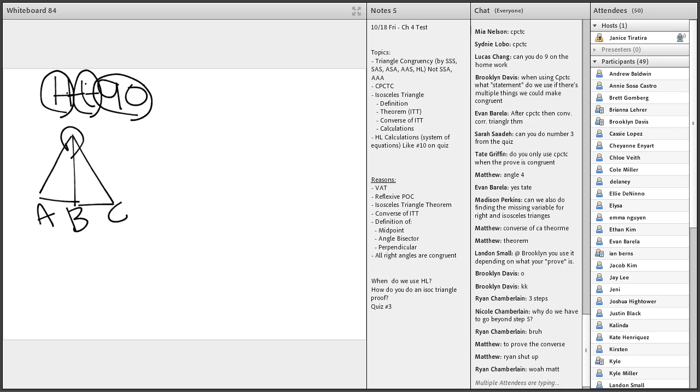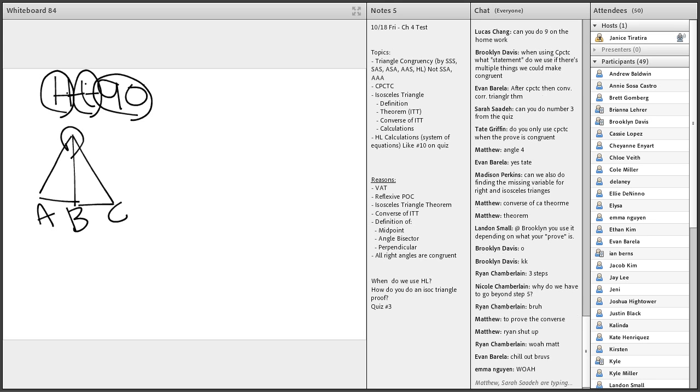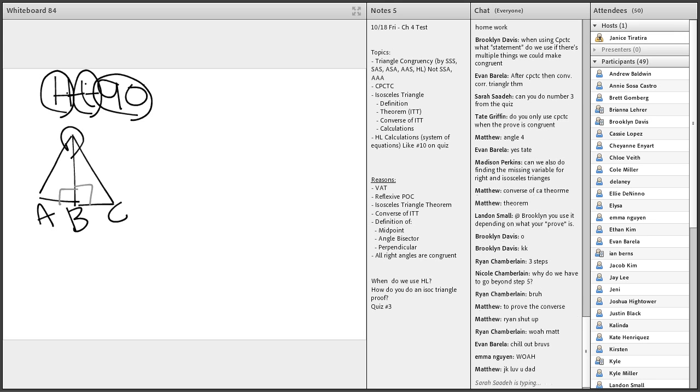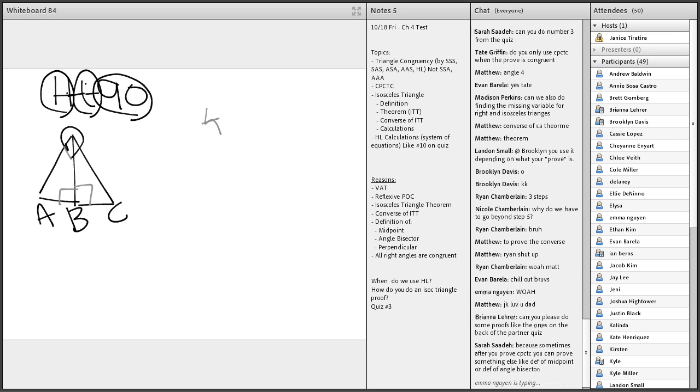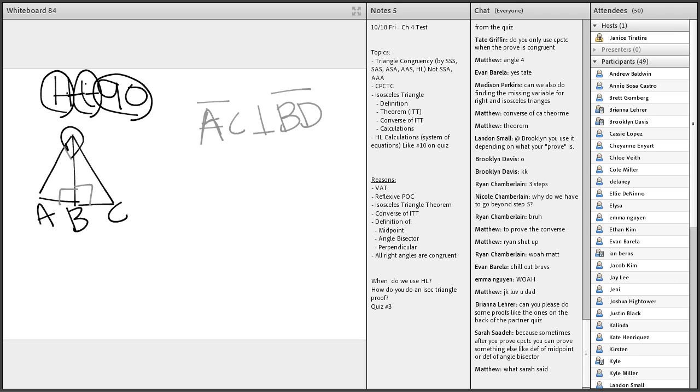So first of all, let me draw my right angles. The right angles are right here. Okay, so AC and BD are perpendicular. That's given. Okay, so that makes it 90 degrees.